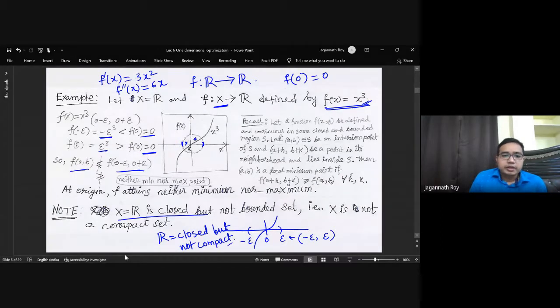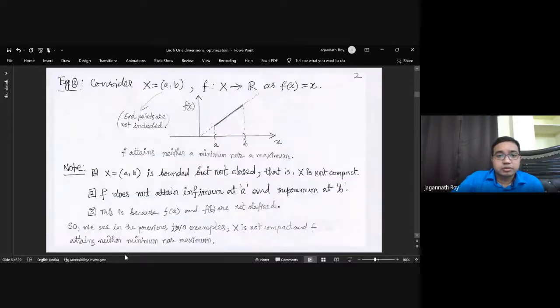You remember a closed set which is bounded also, then we call it a compact set. So is it enough that if we have a compact set, then we can get that maximum or minimum point? That is also not possible. So here it is.